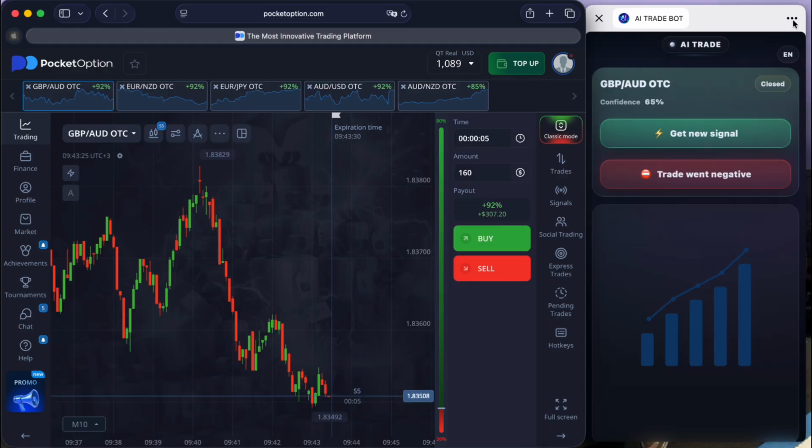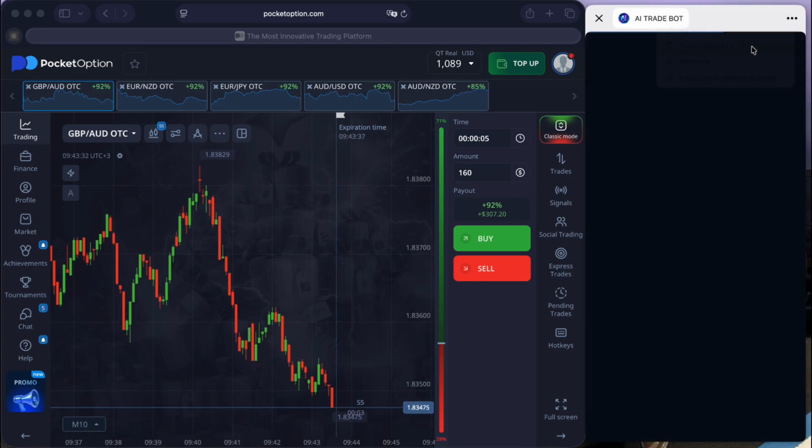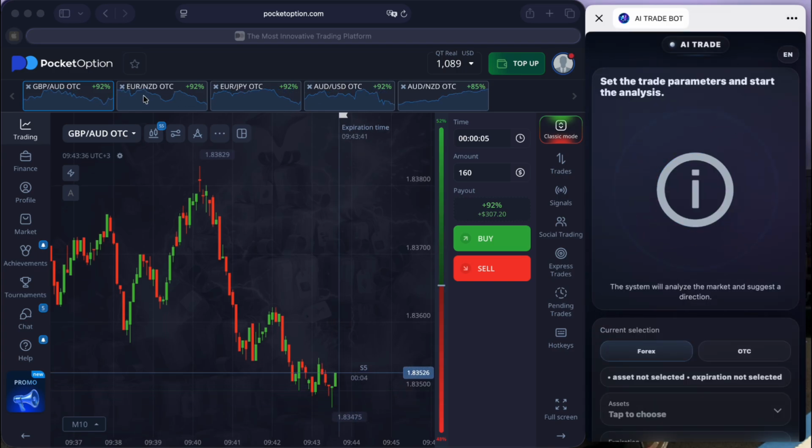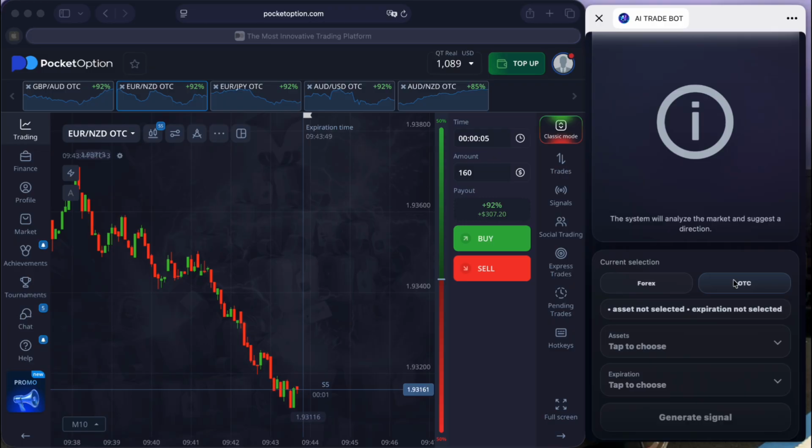our account. I trade with this bot 2 to 3 times a day. I open no more than 7 to 8 transactions per trading session, thereby steadily adding funds to my account. Let's switch to the next asset, namely the euro, the New Zealand dollar. Also, without technical analysis, we will open on this asset.